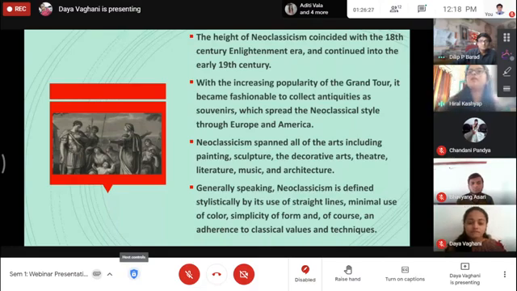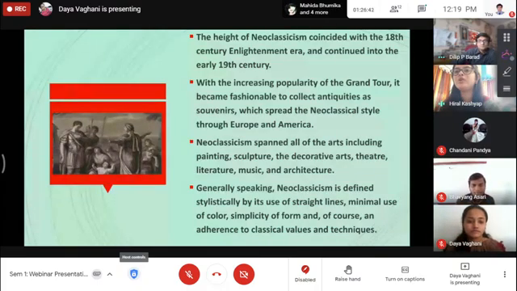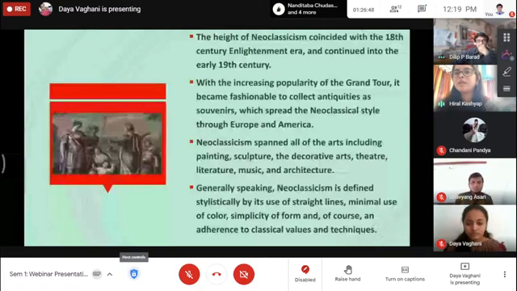These are the key points. The height of neoclassicism coincided with the 18th century and Enlightenment era and continued into the early 19th century. With the increasing popularity of the Grand Tour, it became fashionable to collect antiquities as souvenirs, which spread the neoclassical style through Europe and America.